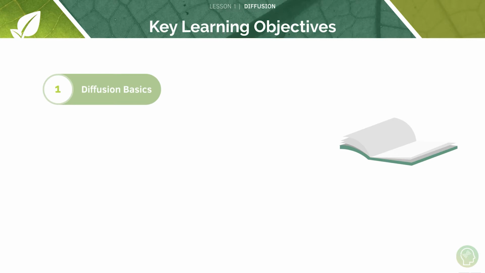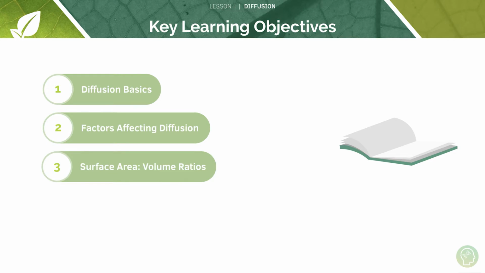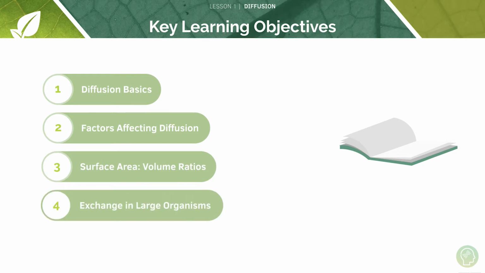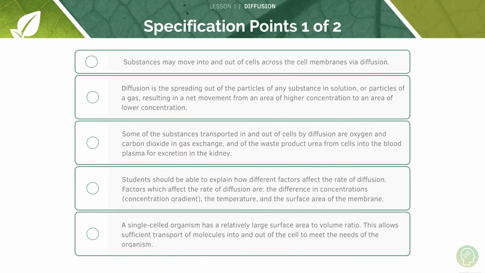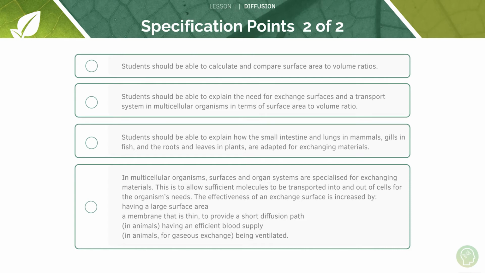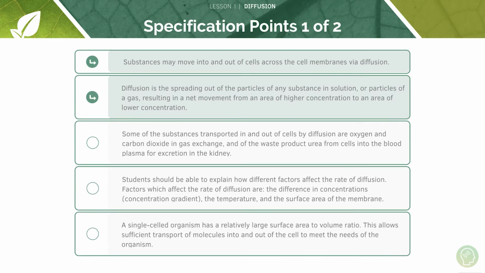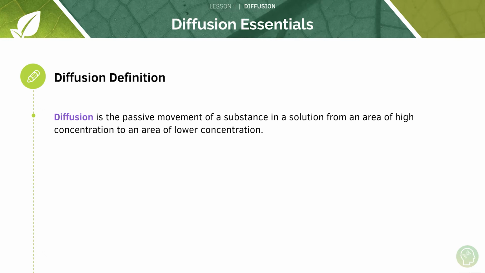We'll be having a look at the basics of diffusion, factors affecting diffusion, surface area to volume ratios, and exchange in large organisms. These are your specification points for today, so there's quite a few of them, 2 whole pages of them. Just go through them and make sure you familiarise yourself with exactly what the examiners want you to take from these tutorials on diffusion.